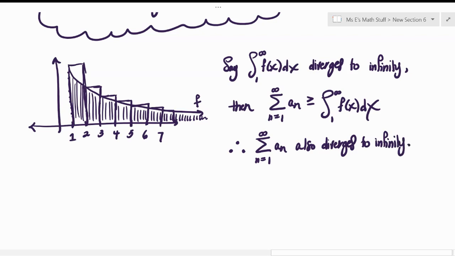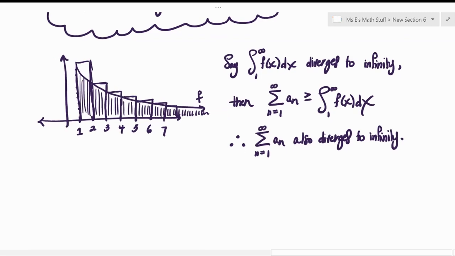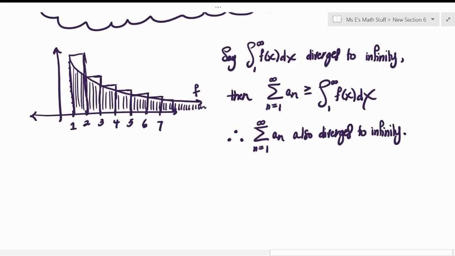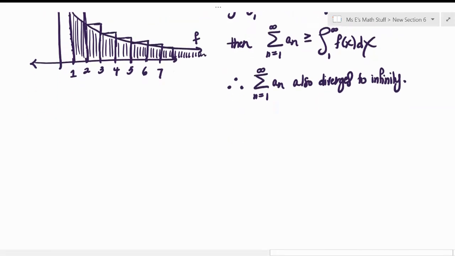There we go. So that's the argument that if the improper integral diverges to infinity, then its related sum would as well. Now let's look at the other argument.